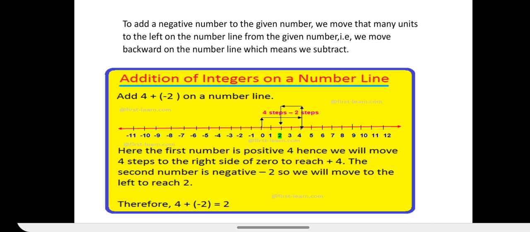So, we will move to the left by 2. That many places backward we are going to come on the left hand side. Therefore, 4 plus -2 is equal to 2, you will come at number 2. It is highlighted in green color.